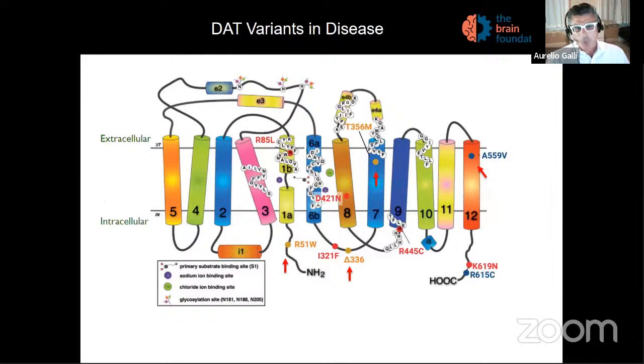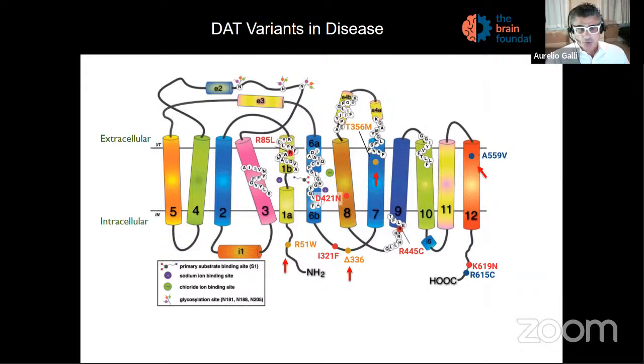So this is the topology of the dopamine transporter, it has 12 transmembrane domains, and up to now 5 mutants have been characterized in the dopamine transporter that have been associated with autism. They're all in critical structural domains of the transporter. One is the arginine to tryptophan at position 51 in the N-terminus of the transporter. That is an important structural domain regulating transporter function. There is an in-frame deletion of an asparagine at position 336 on the third intracellular loop.